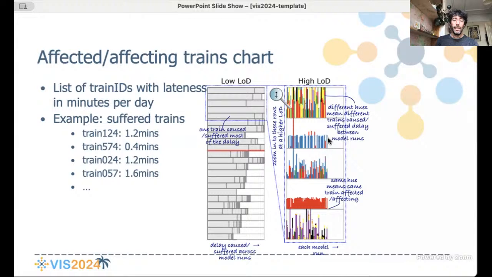And where the hues are consistent, that means that it's the same train that was affected on multiple days. And where the hues are less consistent, it means that different trains were affected on different days, suggesting that the network is vulnerable to some chaos in the way that the trains run.